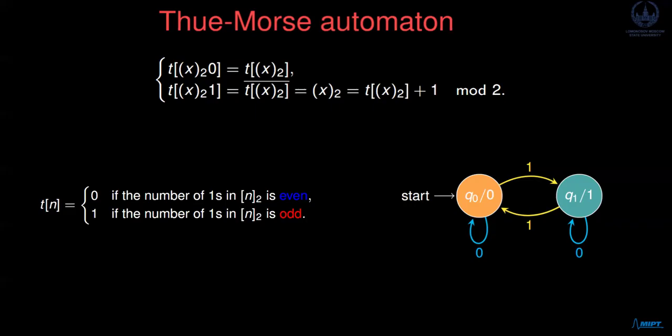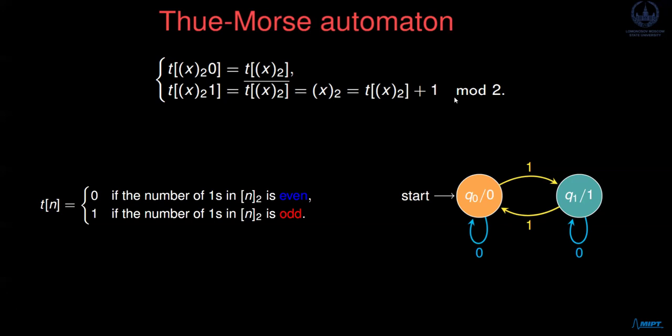t of x2, that is, t of x in base 2 with a 0 appended on the right-hand side, is equal to t of x in base 2. Also, t of x2 with a 1 appended on the right-hand side is equal to t of x in base 2 plus 1 mod 2.